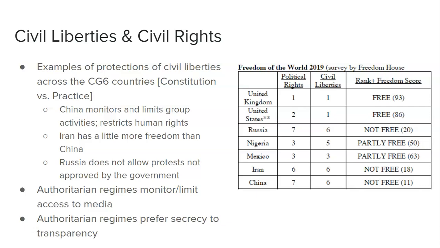Iran pretty much functions the same way as China. They have a little bit more freedom than China, okay? And then I've mentioned already that Russia doesn't allow protests that are not approved by the government. So in summary, authoritarian regimes are going to monitor and limit your access to the media. They prefer secrecy to transparency, okay? The more transparent your country is, that's your step towards freedom. That's also going to help reduce corruption.